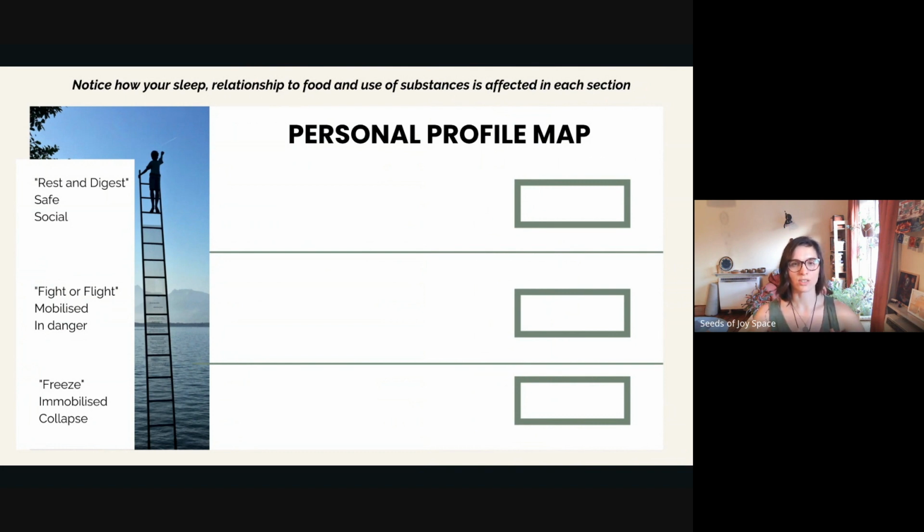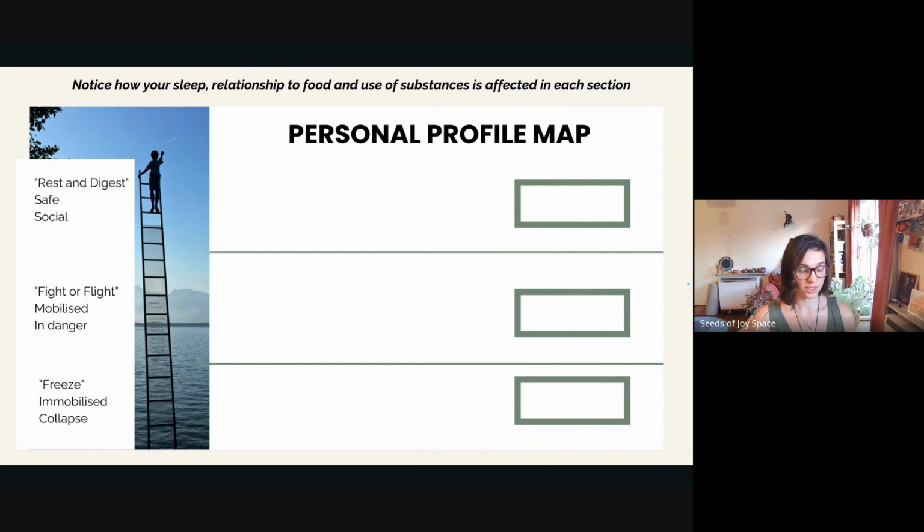We're going to start at the freeze, and we are going to look at them when they are out of balance. So, I was mentioning that they all have a function. Even when they are causing us pain, they still have a function, actually. But we are talking about when they are too much, when we don't feel connected. So when we are not in this rest and digest state. And as you are looking at what they look like for you, notice how your sleep, relationship to food, and use of substances is affected in each of these states.